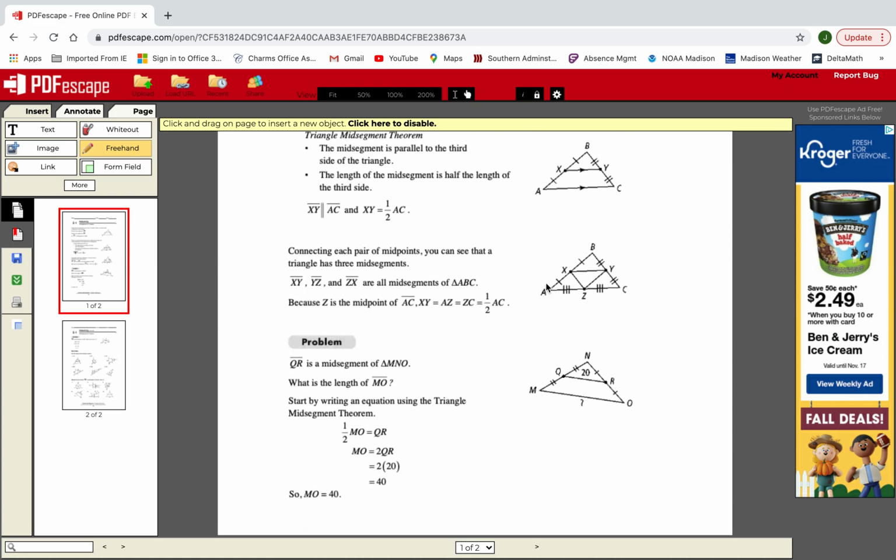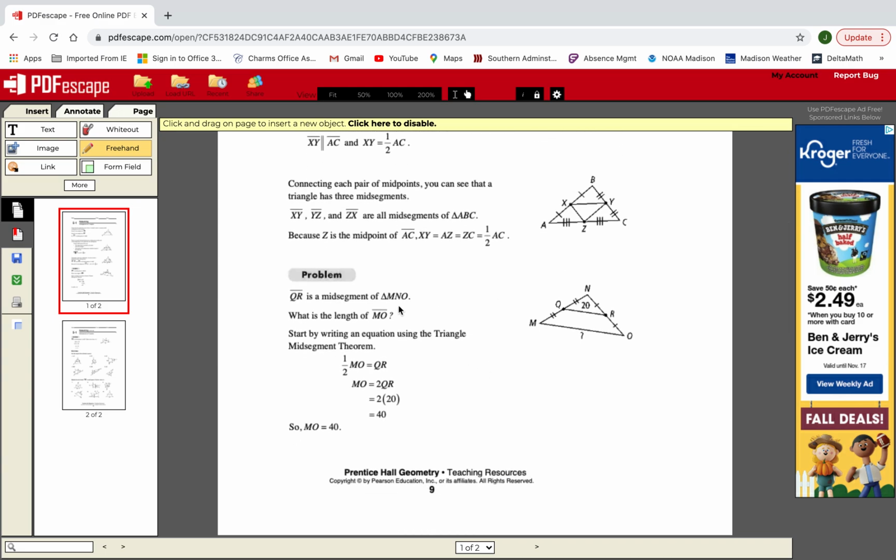So when you connect each pair of midpoints, you can see that a triangle has three midsegments. XY is a midsegment and parallel to AC. XZ is a midsegment and parallel to BC. And ZY is a midsegment and parallel to BA. And remember that the midsegments are also half of the length of the side that they are parallel to. So XY is half of AC, YZ is half of AB, and XZ is half of BC.